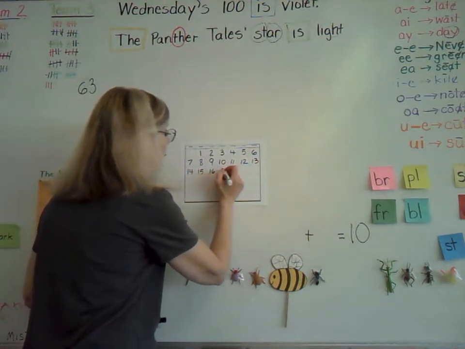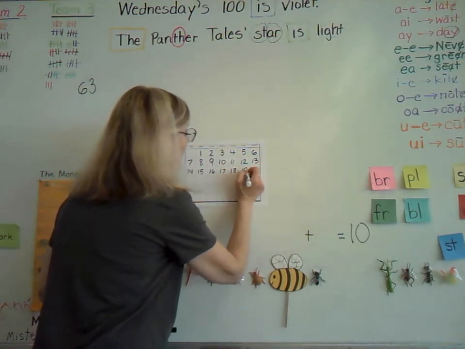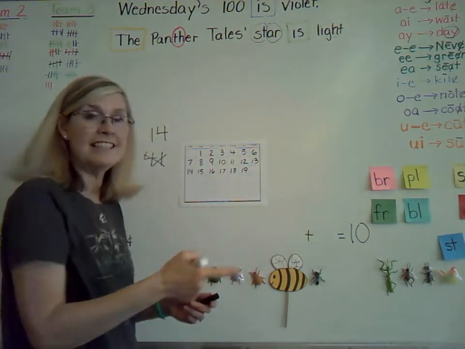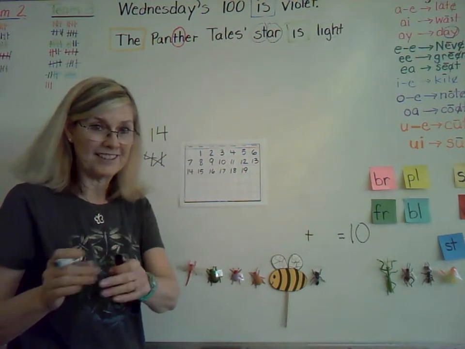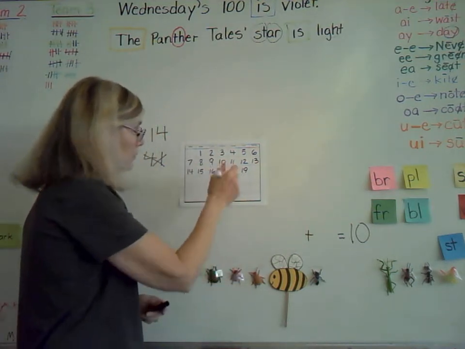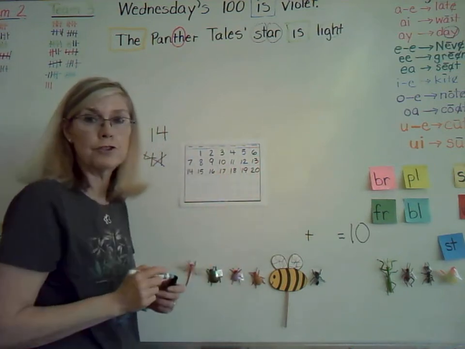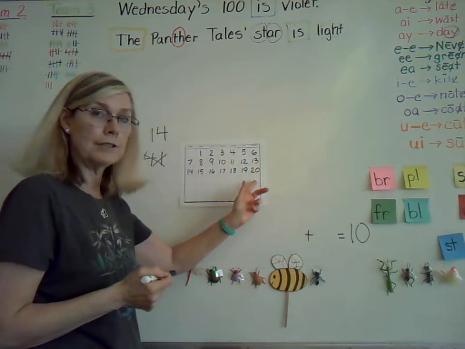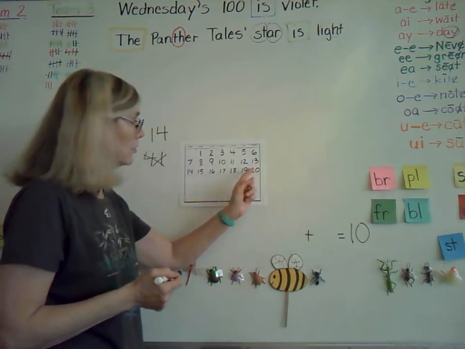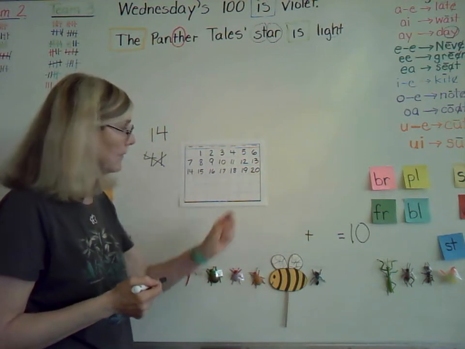15, 16, 17, 18, 19, and after 19 is 20. That's right. 19 is the last teen family member. Then we move on to 20. The 20s family starts with a 2. You've got 2 sets of 10 in the 20s family. So 2 in the 10s place, 0 in the 1s place there for number 20.